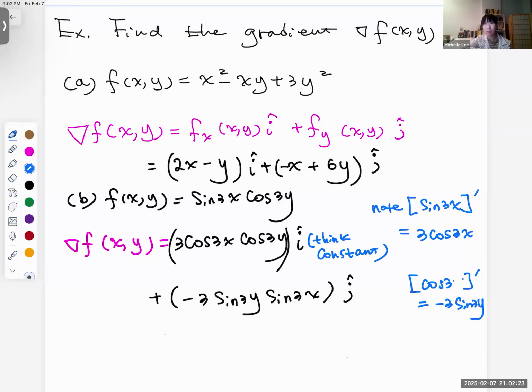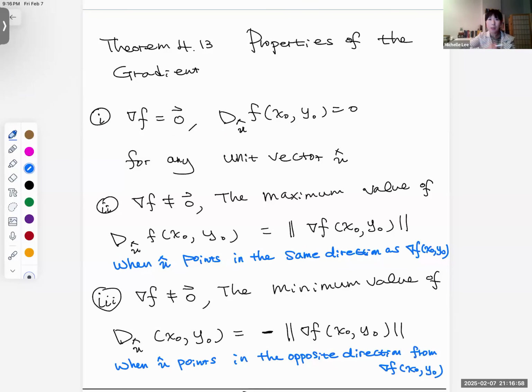And sine 3x is constant, right? So that's it. Okay, so we have properties of a gradient.